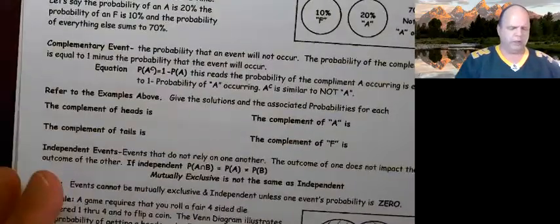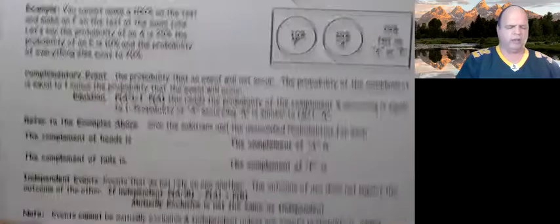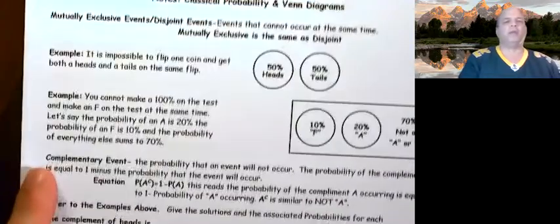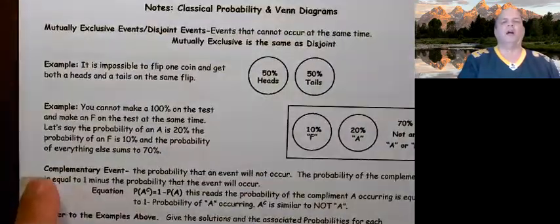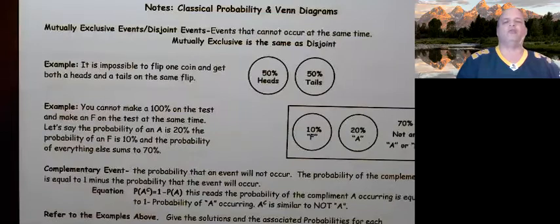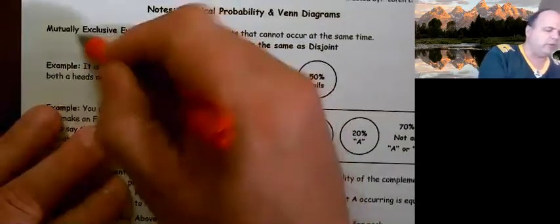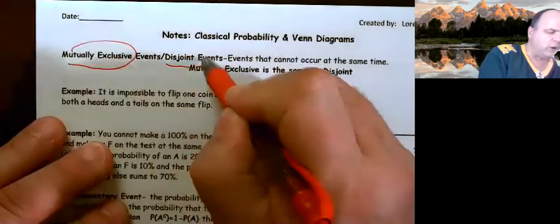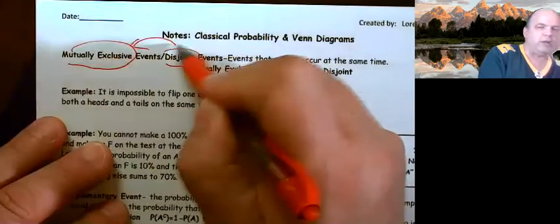Okay, so this is page 77 and 78 of the notes, and this is classical probability and Venn diagrams. All right, so we have some vocabulary to start with. First off, mutually exclusive and disjoint. These two words mean the same thing. Mutually exclusive and disjoint are the same. Okay, they mean exactly the same.